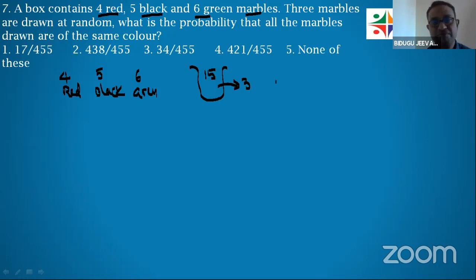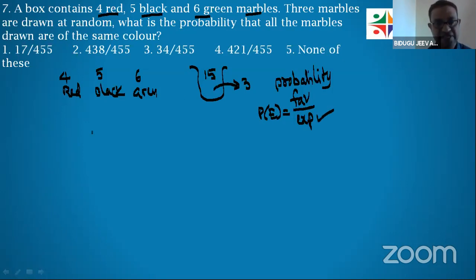So here, this problem comes from probability. What is the meaning of probability of any event? Experiment and favorable event. Here, what is our experiment? We are taking 3 balls from 15. So my calculation is 15C3, right? I selected 3 balls from 15. Fine. What is our favorable event? Now, what is the probability all the marbles drawn are of the same color?